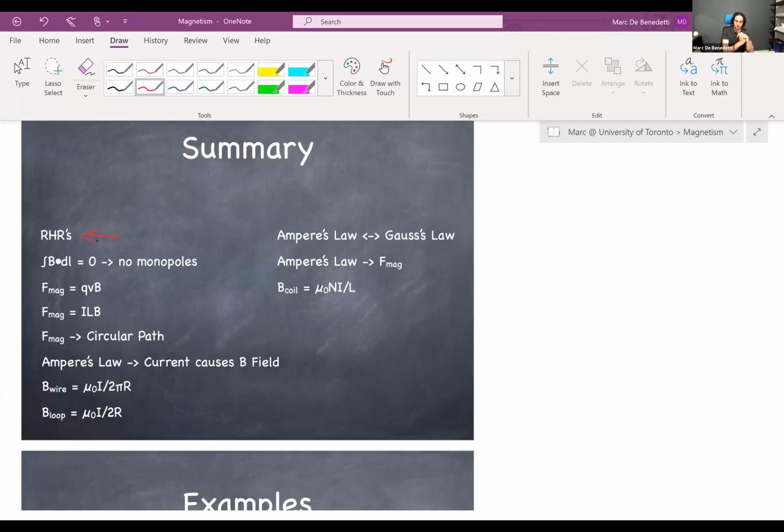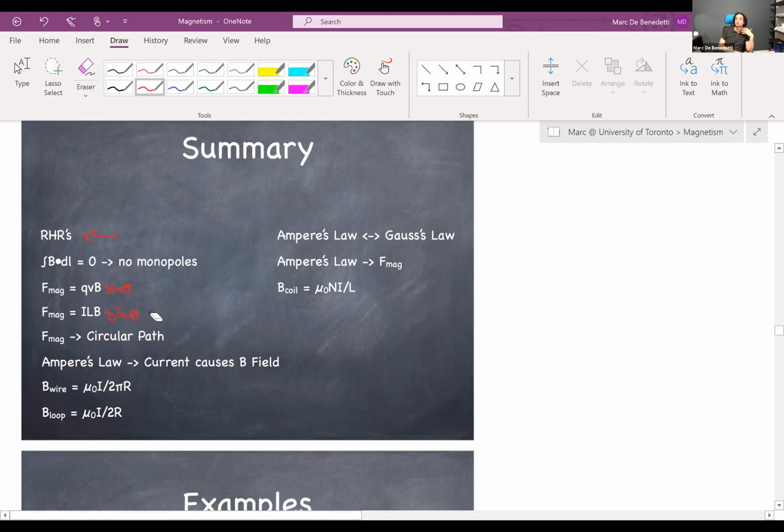We also talked about Gauss's law for magnetism, which is Maxwell's second equation. And this predicts no magnetic monopoles, that it's impossible to have just a north pole or just a south pole, that you always need to have both. Another implication of that is that the magnetic field lines do not have a start and do not have an end. They have to loop around back on themselves. Then we talked about the fundamental magnetic forces, QVB and ILB. I'm noticing now that I'm missing a sine theta in here.